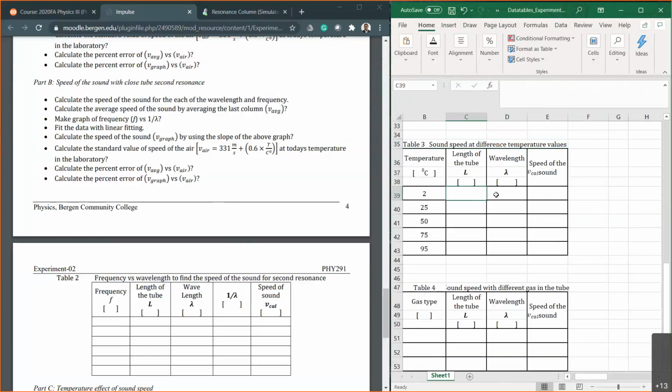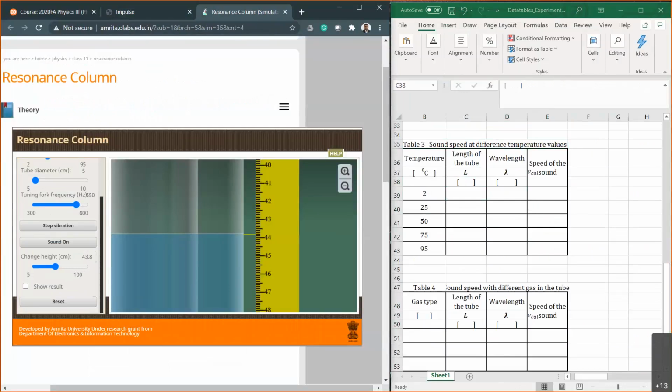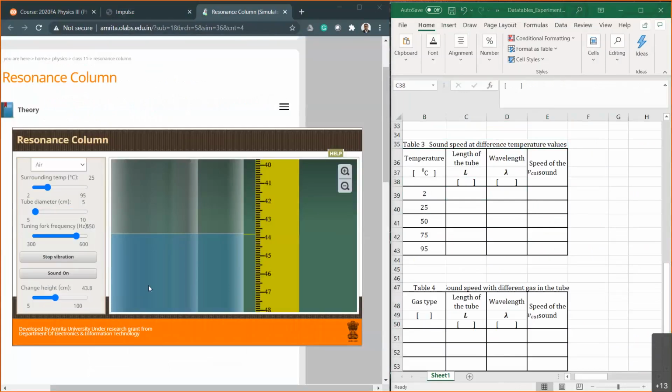This part is something we can't do in the lab, but we can test here. We can use the first resonance mode, but purposely keep different temperatures in our simulator, and then we'll take a look at how the speed of sound varies. Okay, so that's the plan.